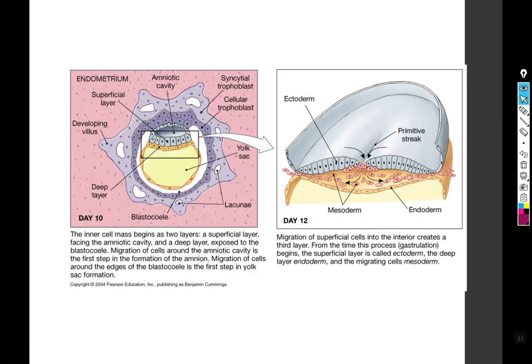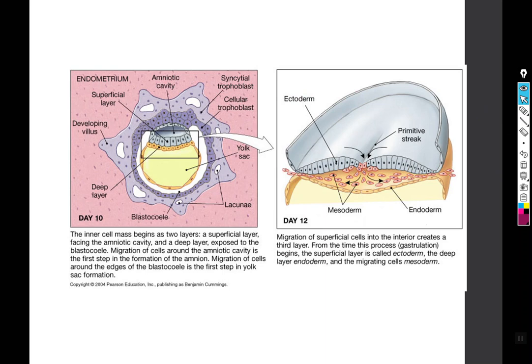All right, so here's 2 views of the same thing. So now we call this an embryo. I know it doesn't look like what you would think an embryo would look like. It doesn't look like people yet. It's got to fold some more. But the process of the migration of superficial cells into the interior creates the mesoderm.